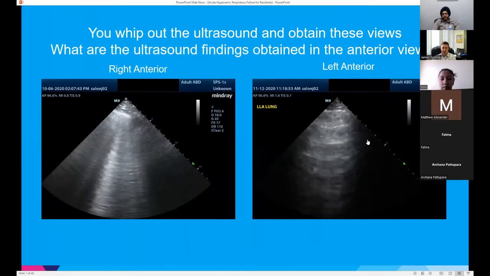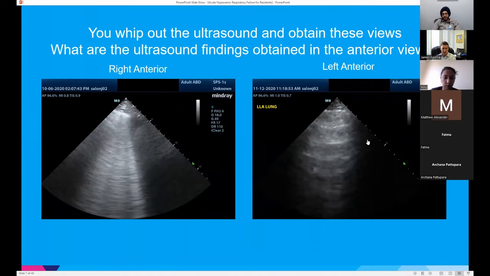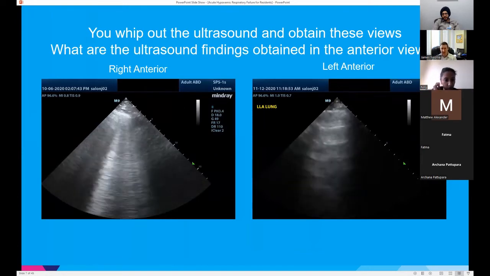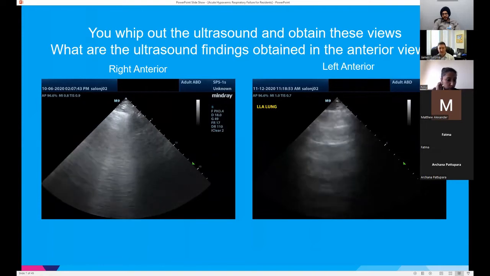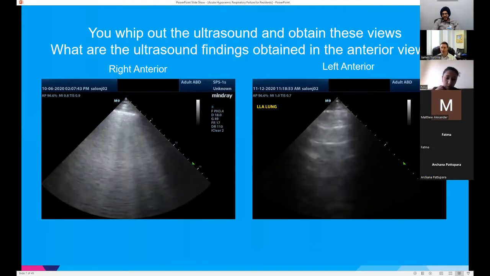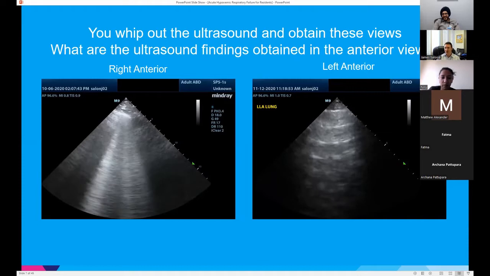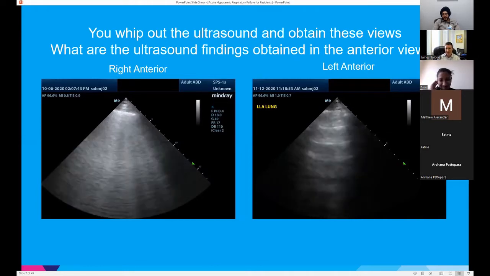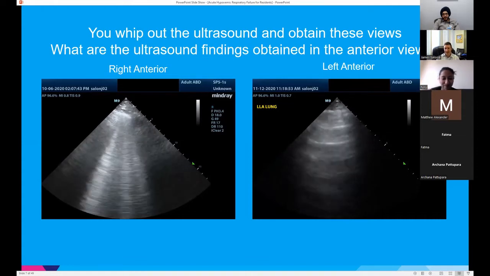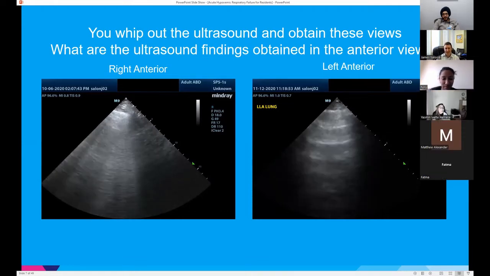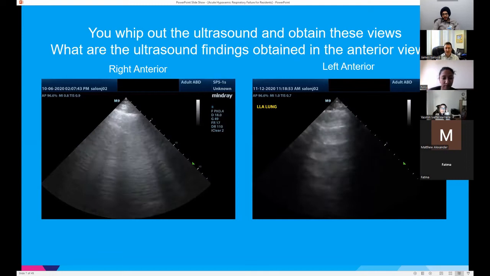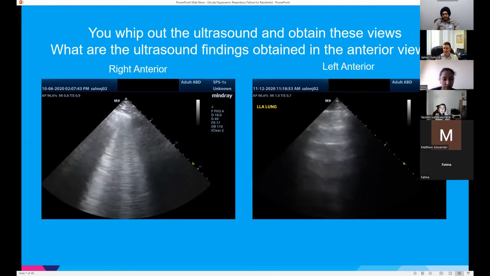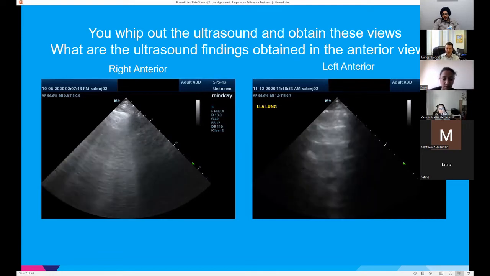You whip out the ultrasound and you obtain these views. What are the ultrasound findings obtained in the anterior views? So what do we have here? I gave you guys the warm up with all the POCUS, so this is no problem now. He has a B profile on the right lung and an A profile on the left. Good.